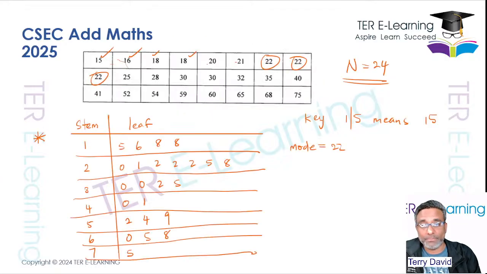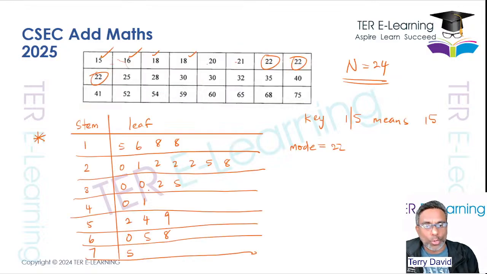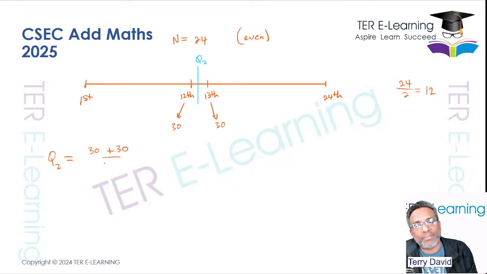So let's go to this here, and we're going to check 1, 2, 3, 4, 5, 6, 7, 8, 9, 10, 11, 12. So that is actually 30. This here corresponds to 30. And the one right after also is 30, so this here is 30 as well. Therefore, your Q2 or your median is found by taking the 30, add it to the 30, and divide by 2. That's going to give you 30 as your median.